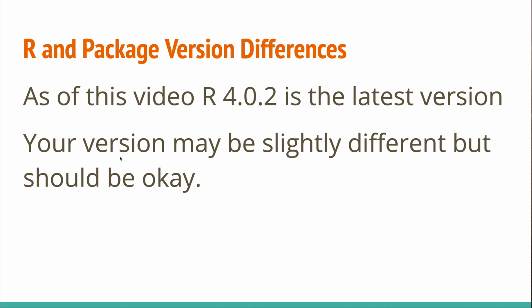Another thing to note is you may see a slight variation in the behavior of R and the packages we're using in these videos, based on the version of R and the packages that you're using. As of this video, R 4.0.2 is the latest version. However, if you're using an older version of R, or if you're watching these videos later and you're using a newer version of R, you may see slight variations in the functionality of the packages used, but we only expect slight differences.